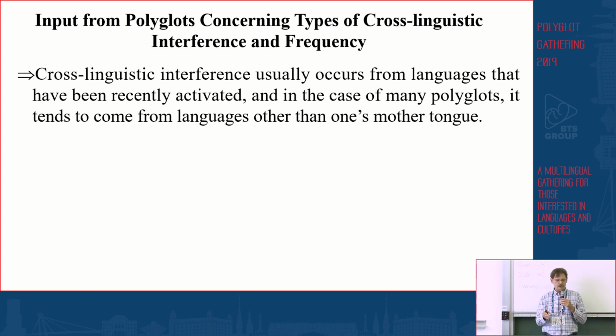Cross-linguistic interference usually occurs from languages that have been recently activated. Okay, so as I said, scientific studies show that more than one language is always activated in a bilingual. But if you speak 10 languages, it doesn't mean they're all activated at the same time. There's no study on it because they don't study people like that. All right, but we know. That's why they need to come here and talk to us.